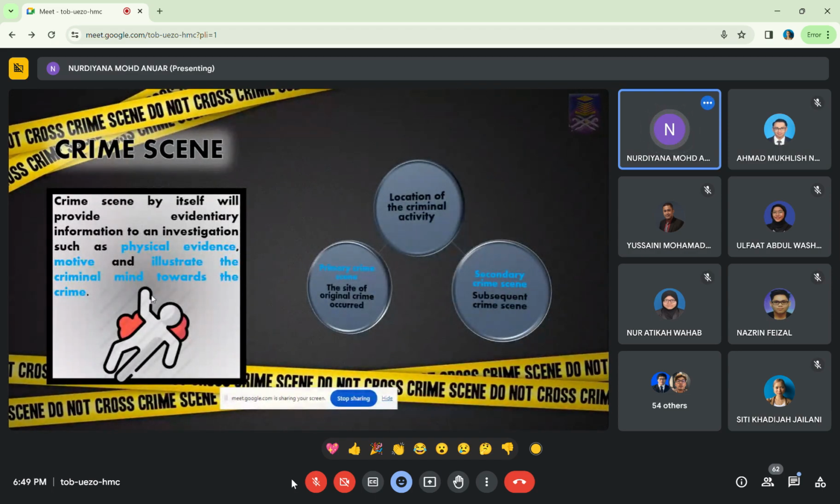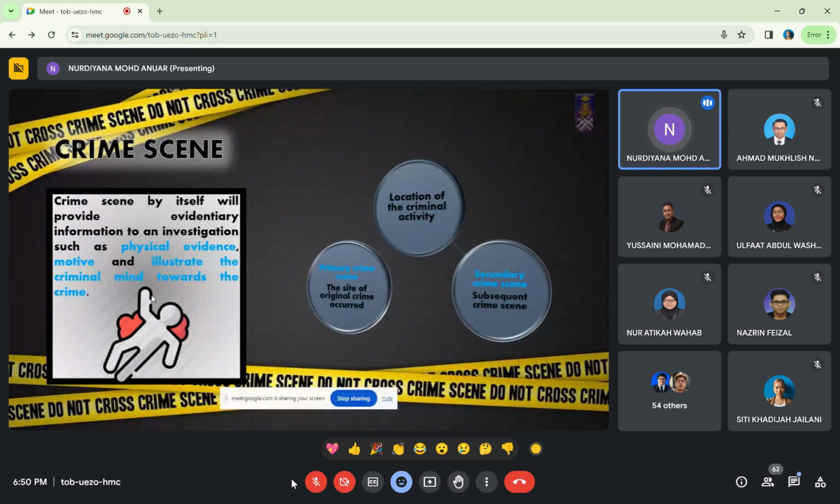Okay, crime scenes. So crime scene by itself will provide evidentiary information to an investigation such as physical evidence. So from the crime scene, definitely we can find the physical evidence. For example, fibers, hair, weapons, maybe CCTV, maybe smartphones, laptop, etc. As long as it's relevant to the case. And from the crime scene itself, if you look at the crime scenes, sometimes you can develop the motive why these criminals commit the crime.